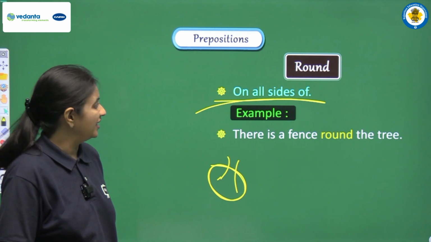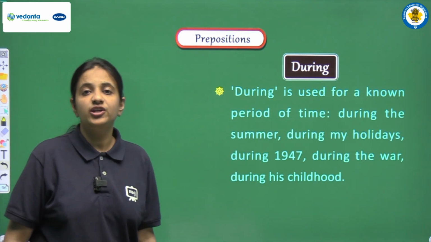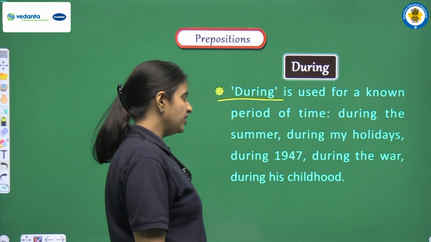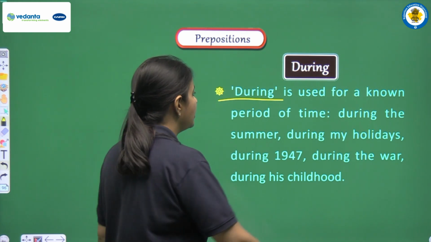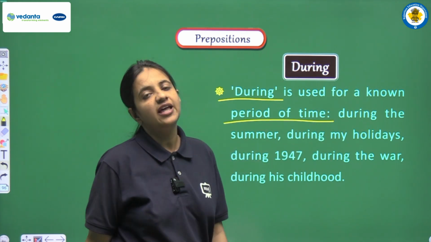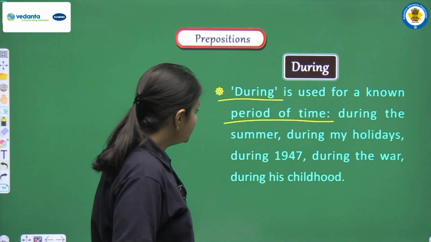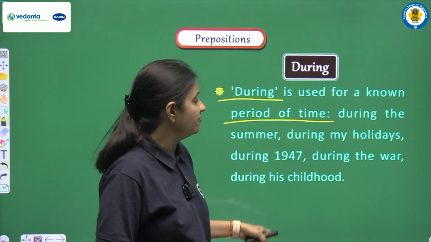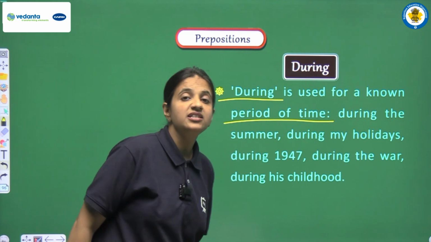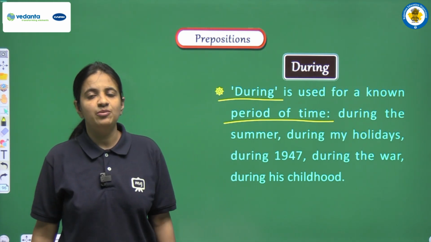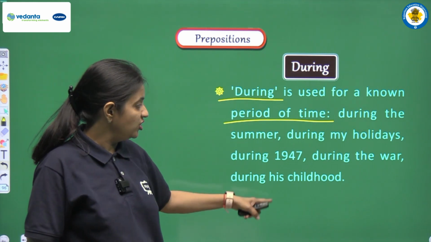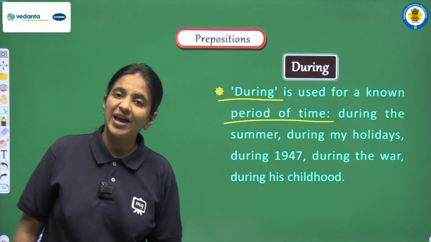Next we are having "during". So let's see, during. It is used for a known period of time. So again we are having a period of time, and then we can use during. During the summer, like we can have during my holidays, during 1947, during the war, during his childhood. So yes, with the help of during, we can show a period of time, and during can be used in so many different manners.